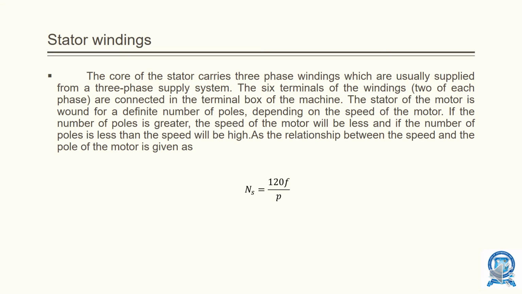They are interrelated. So with the help of the expression given below, you can relate the number of poles and speed. The synchronous speed Ns is equal to 120 f by P. That is, they are inversely related. If you need to improve the speed, then number of poles need to be minimized. If the number of poles is greater, the speed of motor will be less, and if the number of poles is less, then the speed will be high. So with the help of this relation, you can relate the speed and number of poles.